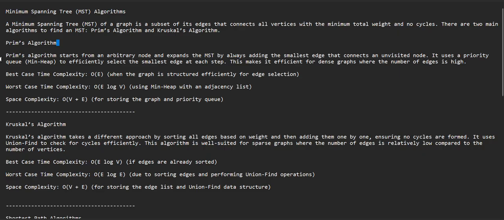Prim's algorithm starts from an arbitrary node. Arbitrary node means a predefined node, and then it expands the MST by always adding the smallest edge that connects an unvisited node. It uses priority queues, minimum heap priority queues. It is the most important one to reduce the time and space complexities, to efficiently select the smallest edge at each step. This makes it efficient for dense graphs where the number of edges is high.